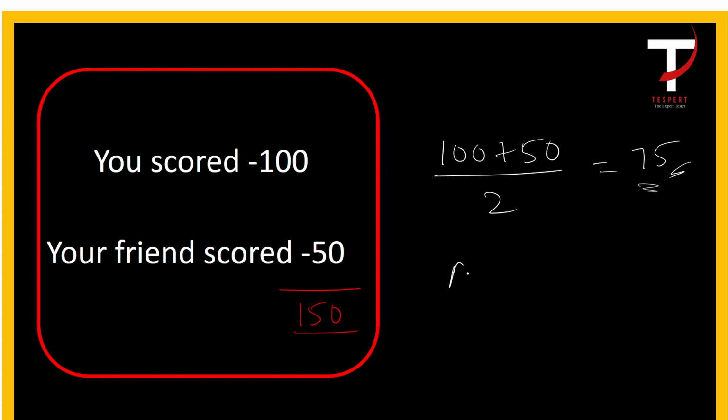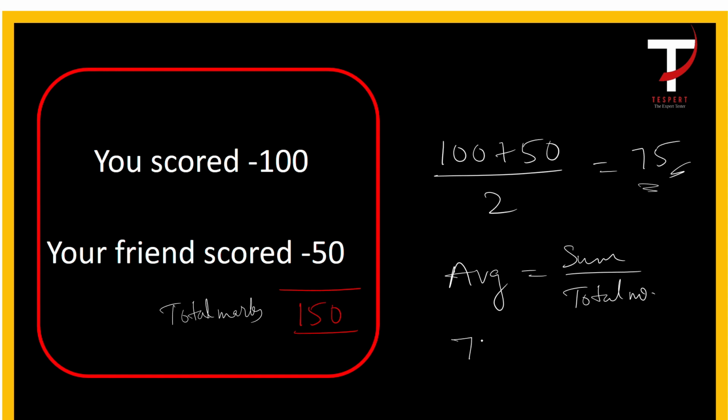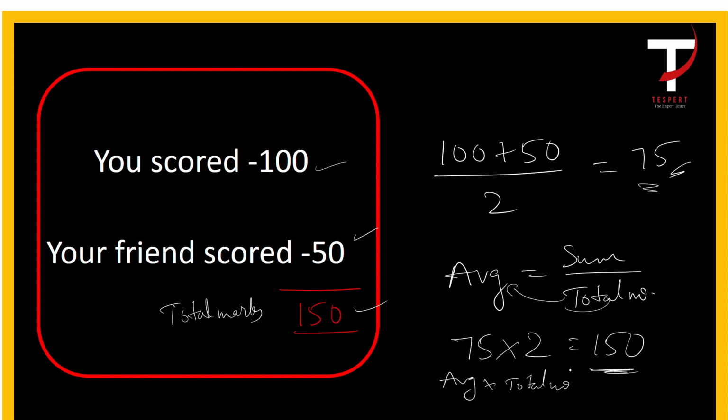How can we calculate? As we know, average is sum of the numbers by total number, right? So here we calculated 100 plus 50, that is 150, which is the total marks. And if we want to calculate the total marks with the average, then we can just multiply average into the total number, which in this case is 2, the total number of candidates. So instead of calculating 100 plus 50, that is 150, we can also calculate the total sum as average into total number. So the sum will be equal to average into total number, which is 150 in this case.